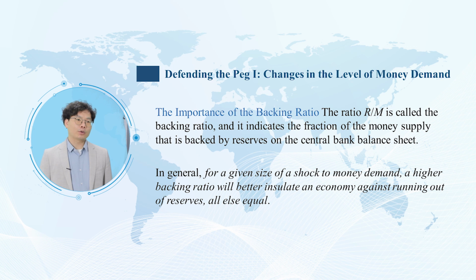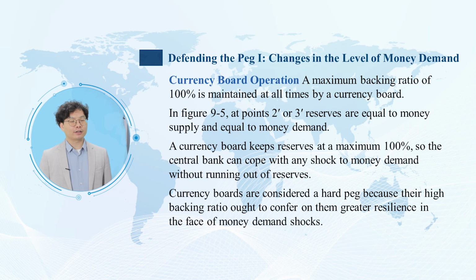So the central bank could absorb up to a 50% decline in the money supply before all reserves run out. Specifically, a maximum backing ratio of 100% is maintained at all times by a currency board. So the central bank can respond to any shock to money demand without running out of reserves. Thus, currency boards are regarded as a hard peg. That's because their high backing ratio should endow them with greater elasticity while facing shocks to money demand.